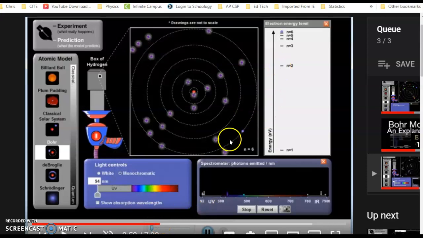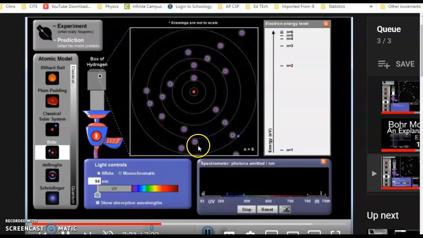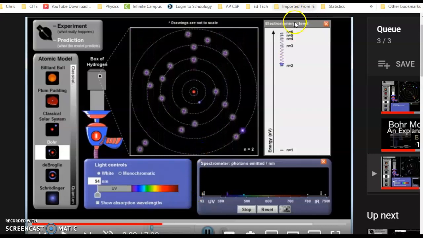So when it makes a transition from a high energy level down to a low energy level, it gives off a photon of energy. We can see that in the diagram over here, as when it transitioned from energy level 6 to energy level 2, it gave off a photon of a very specific amount of energy. The energy of that photon is exactly equal to the difference in the energy of level 6 and level 2.